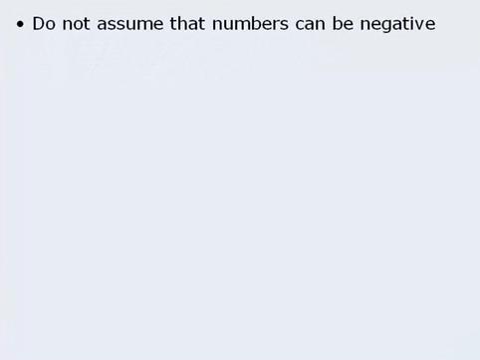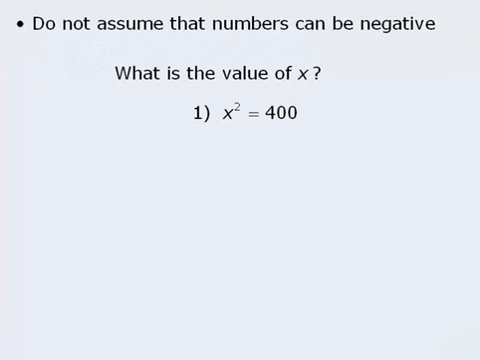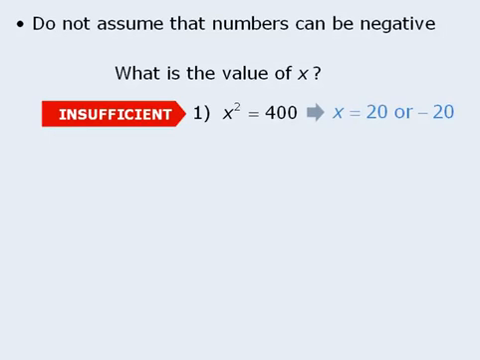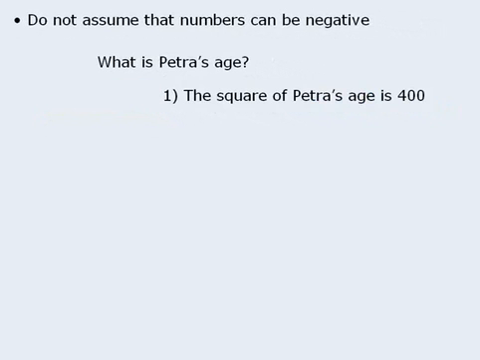Now, the next tip is related to the last example. It is, do not assume that numbers can be negative. Now, in this question, we want to find the value of x. Statement 1 tells us that x squared is equal to 400. If we solve this equation for x, we see that x can equal 20 or negative 20, which means our statement is not sufficient. Now compare this question to this one.